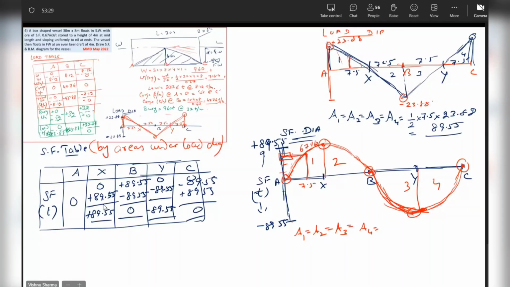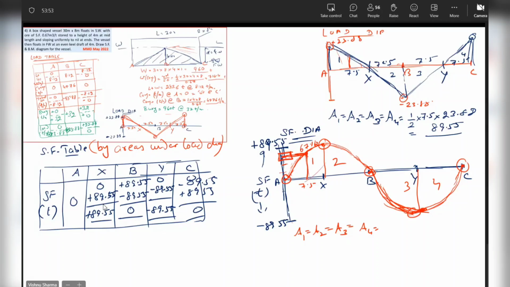This middle ordinate, you have to read from the graph, or if you are thorough with it, you can get it as 75%, 67.163. Choice is yours. It will only slightly change the values. The shape of the SF BM diagram will not change, only the maximum value will change. That's all that will happen.